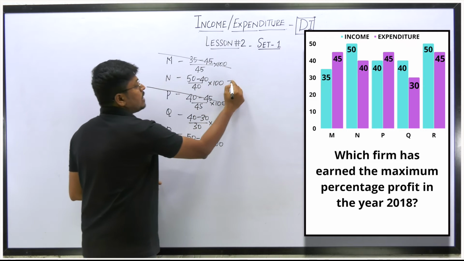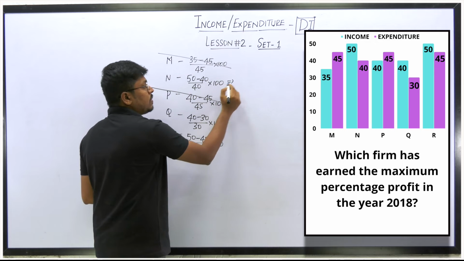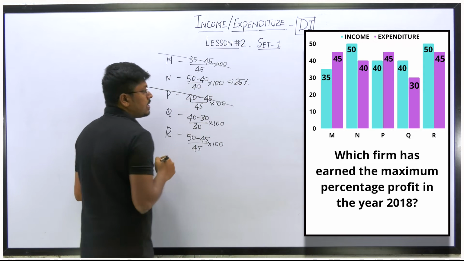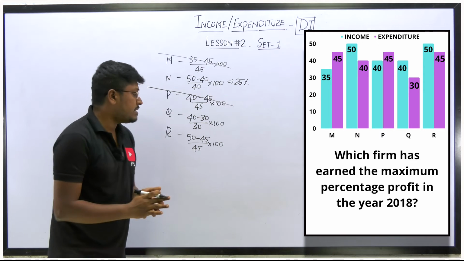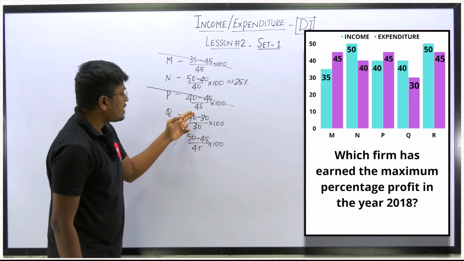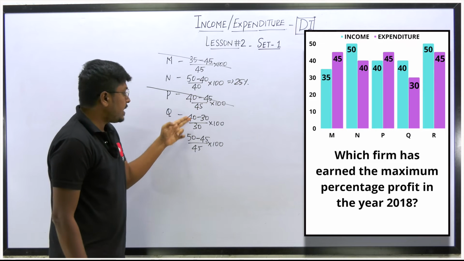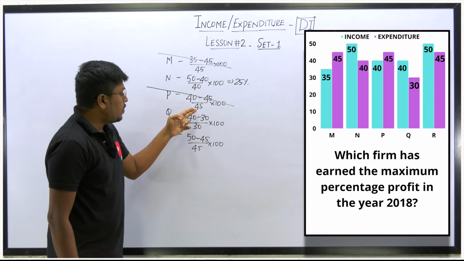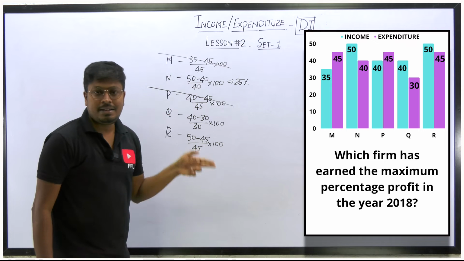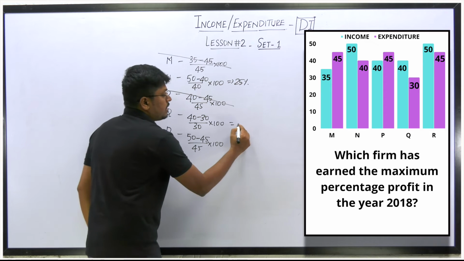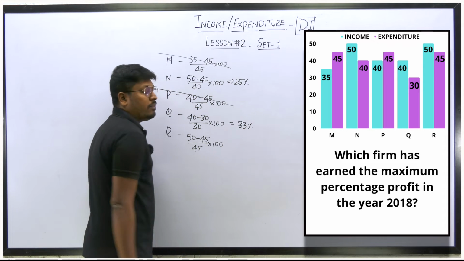So 50 minus 40 is what? 10 by 40 into 100, which is 25%. So profit will be 25%. Similarly, this becomes 10 by 30. Yes. So 10 by 30 into 100, so 1 by 3 into 100. So 100 by 3 will be 33%. So 33% will be profit, right?